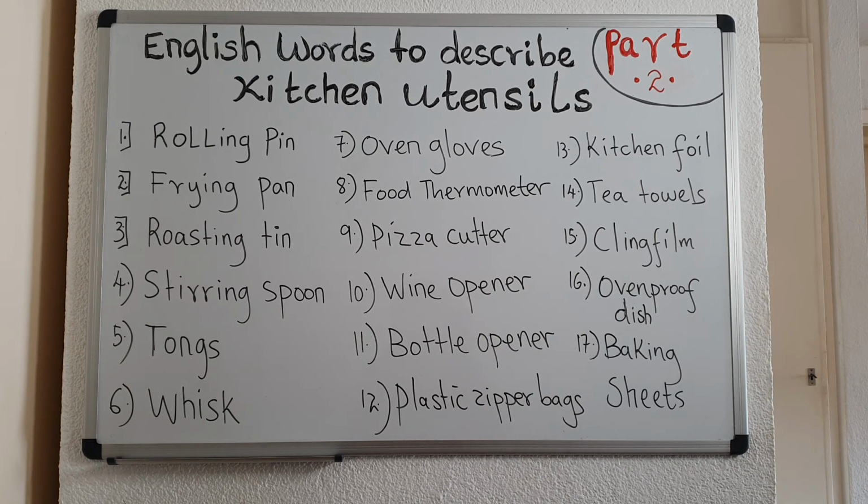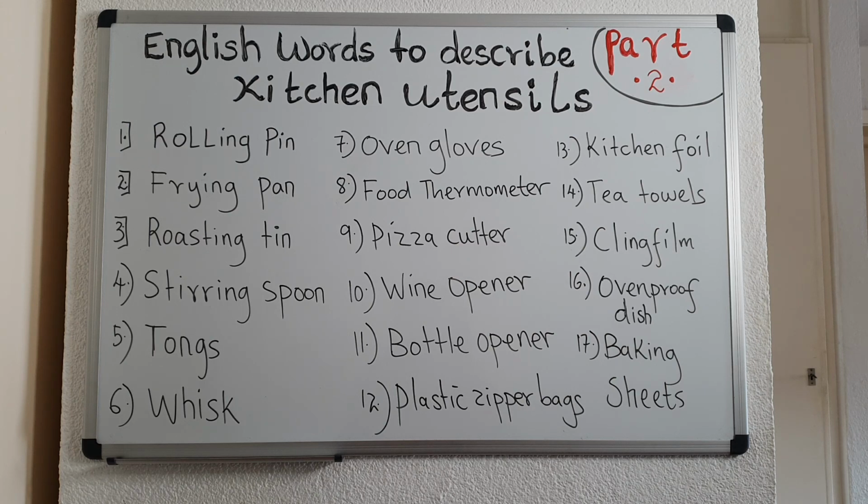Okay, the next word is baking sheets. Baking sheet. Now, baking sheets, we use them when you want to bake, for example, a cake, and you use a baking tray, and instead of putting the dough directly on the baking tray, you first spread the baking sheets. You spread the baking sheets on the baking tray, and then you put your dough.